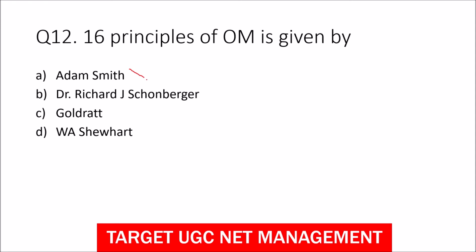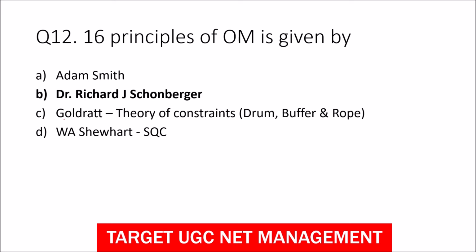As we know, nothing is related to Adam Smith in operation management. So the correct option is Dr. Richard J. Schonberger. Goldratt, the theory of constraints, is related to drum, buffer, and rope. And W.A. Shewhart, as we studied before, provided the tools for statistical control: the control chart and attribute chart. So the correct option is option B.